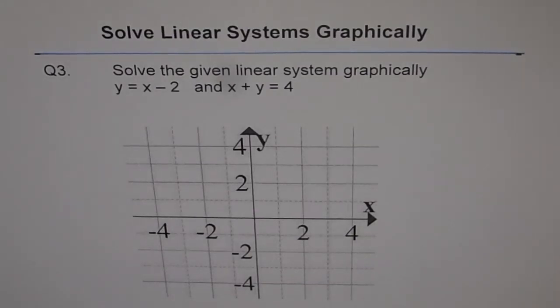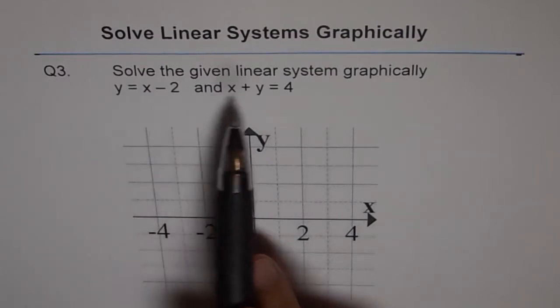Solve linear systems graphically. Question 3. Solve the given linear system graphically. y equals x minus 2 and x plus y equals 4. So we have two linear equations here.